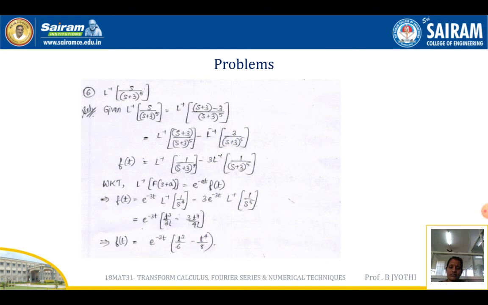Now, this 3 factorial in the first term will become 6, and this 4 factorial when we expand, that is 4 into 3 into 2 into 1, 3 and 3 cancel, we get it as 8. So, the final answer for this is e power minus 3t into t cube by 6 minus t power 4 by 8. This is our final answer.